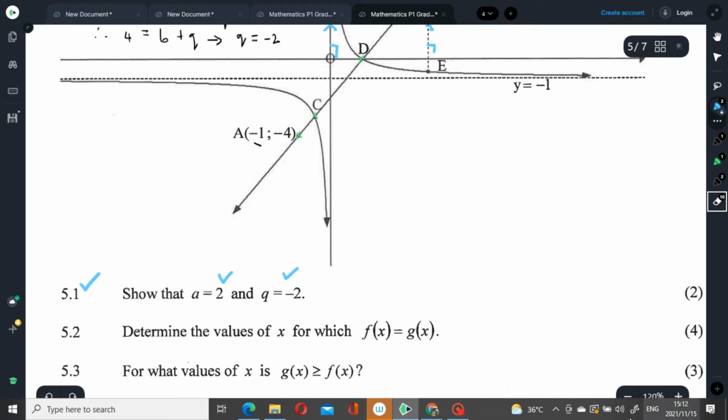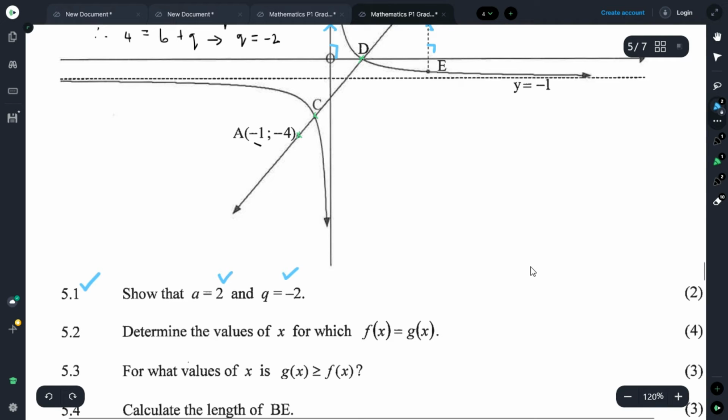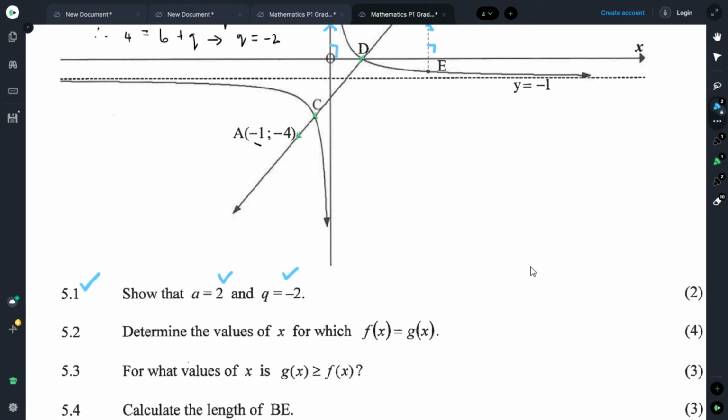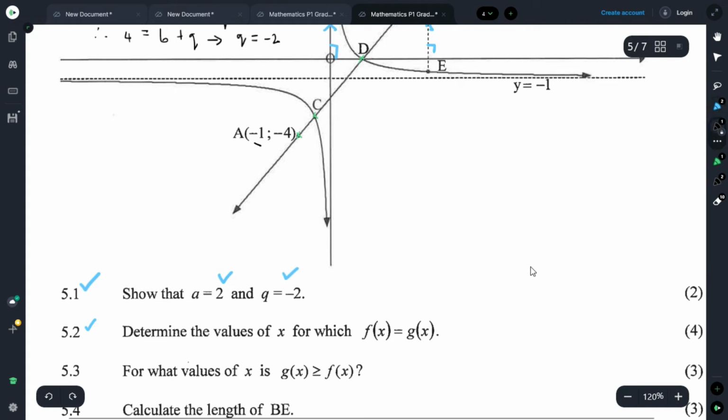Right, so let's go to 5.2. 5.2 reads as follows. It says, determine the values of x for which the two functions intercept. f of x is equals to g of x. So we equate the two functions as is and solve for x. So let's do that.